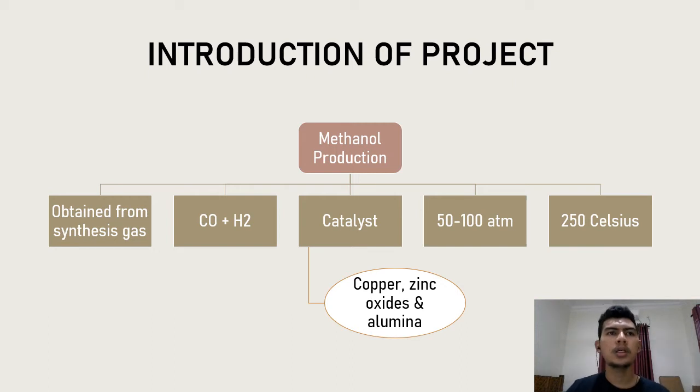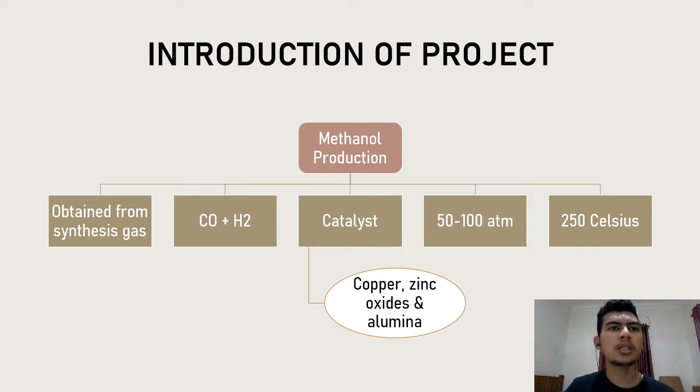Methanol production is done by gas synthesis. Synthesis gas, also known as syngas, is a mixture of carbon monoxide and hydrogen gas that is used as fuel gas, but is produced from a wide range of carbonaceous feedstocks and is used to produce a wide range of chemicals, in this case, methanol. The general chemical equation for the process is CO plus H2, which yields our desired product, methanol.